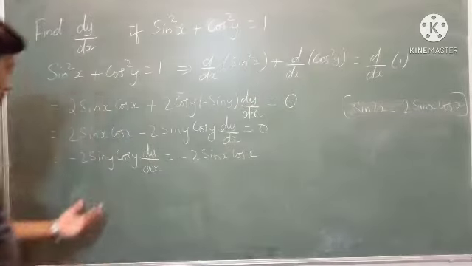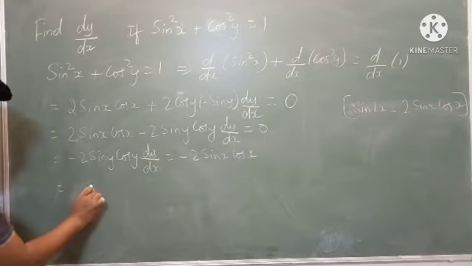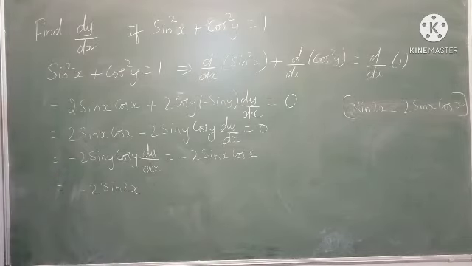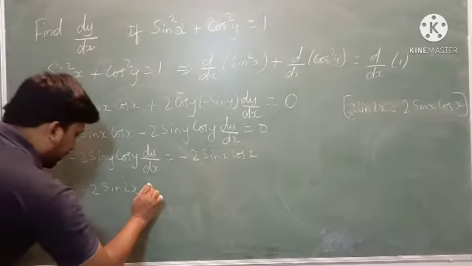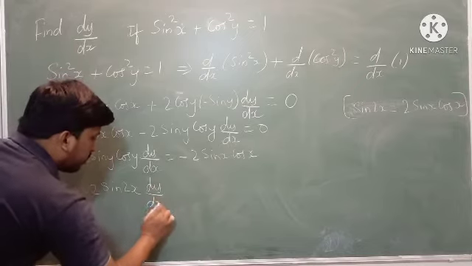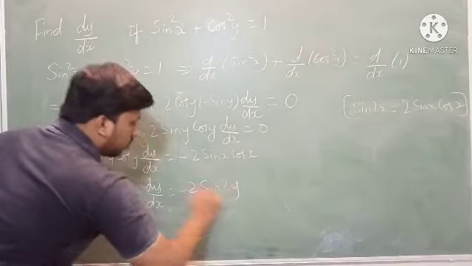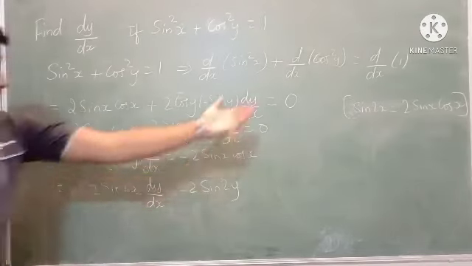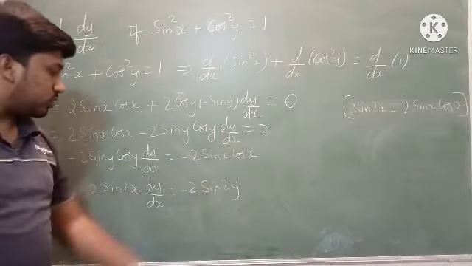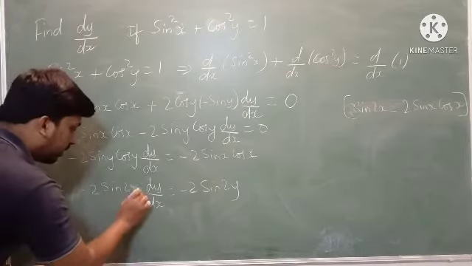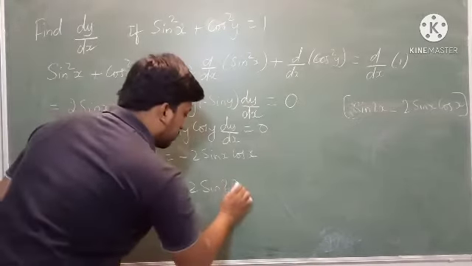So similarly I will be writing here, we have minus 2 sin 2x dy by dx, that is equal to minus 2, same thing I will be applying, sin 2y. Same formula I will be applying for minus 2 sin x cos x. Sorry, here it is y, right? It is 2y and this is x.